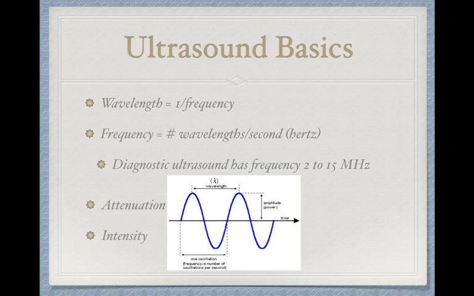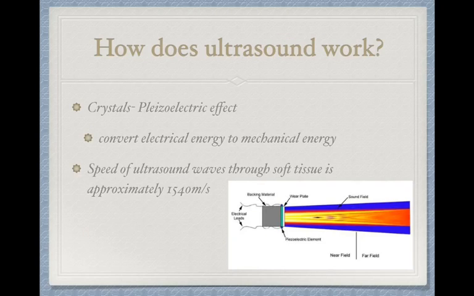So the reason this all can happen is because there are crystals within the probe that have a property called the piezoelectric effect. It has the ability to convert electrical energy, or the energy from the plug in the wall, to mechanical sound wave energy. And just as a piece of minutia, but if you continue to get interested in ultrasound, this tends to be a number that people remember: the speed of sound through tissues tends to be on the order of 1,540 meters per second.